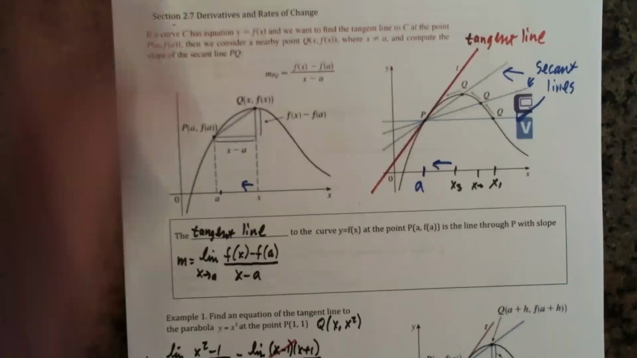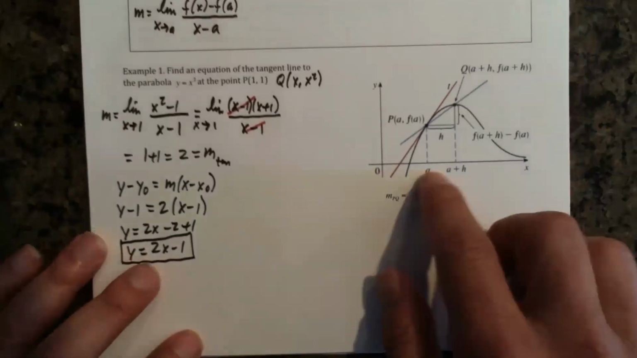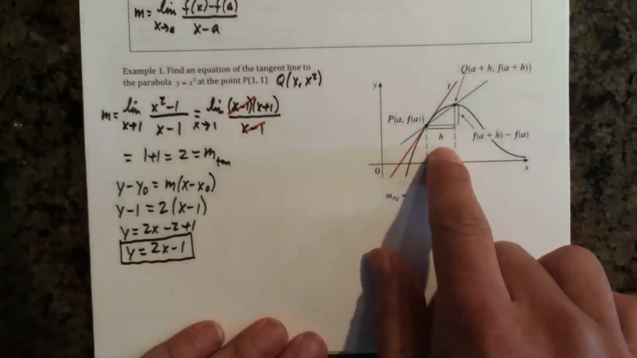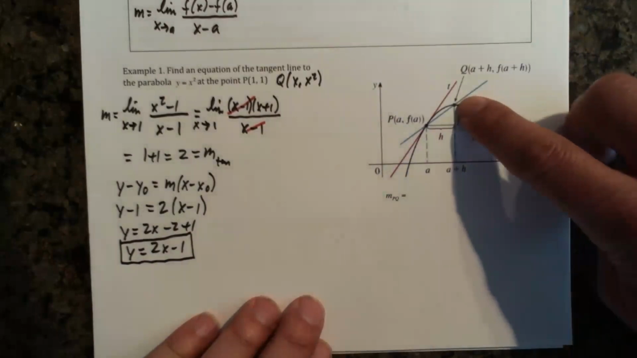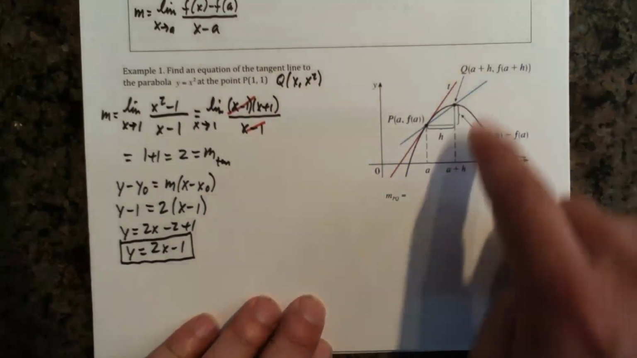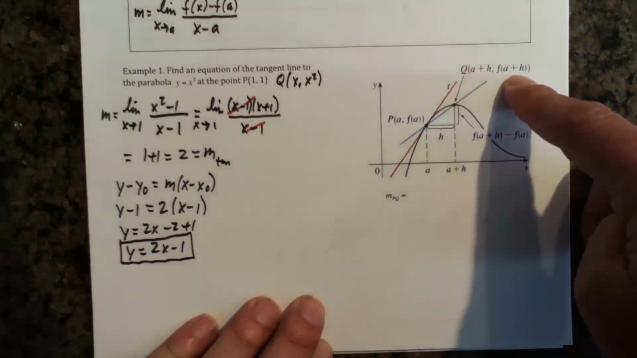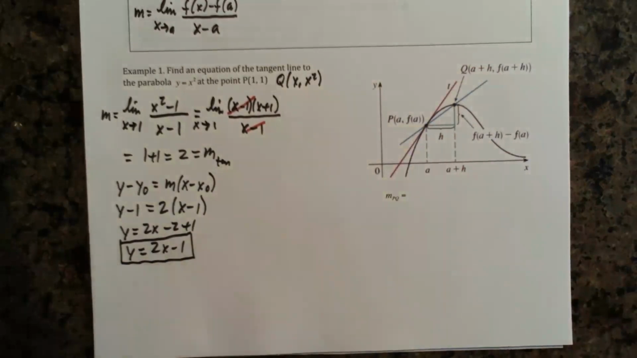So this is the exact same problem that we had here. Except now what we're saying is that the difference between a and a generic x value is we're going to take a step size of h. And we're going to notice that this point right here is a plus h, and the y value is f of a plus h. And this point is a, f of a. And that's going to give us an alternate version.